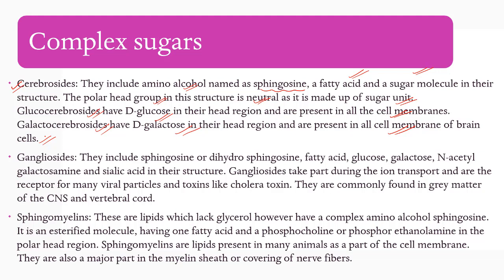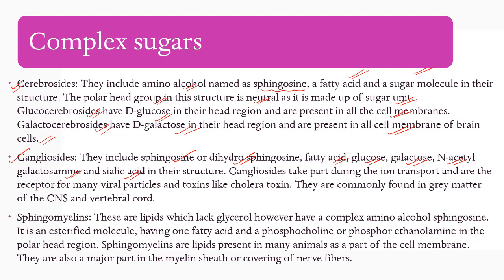Glucocerebrosides have D-glucose in their head region, and galactocerebrosides have D-galactose in their head region; both are present in cell membranes of brain cells. Gangliosides include sphingosine or dihydrosphingosine, fatty acid, glucose, galactose, N-acetyl galactosamine, and sialic acid in their structure.